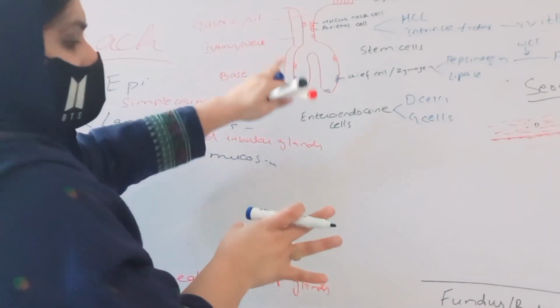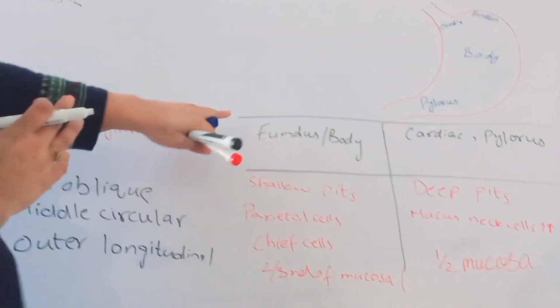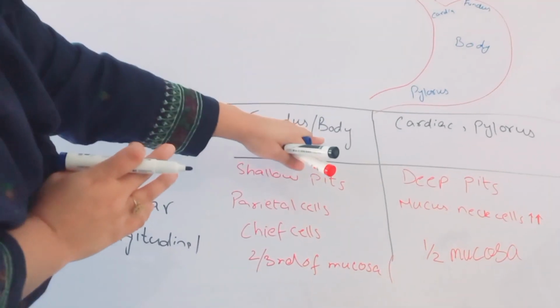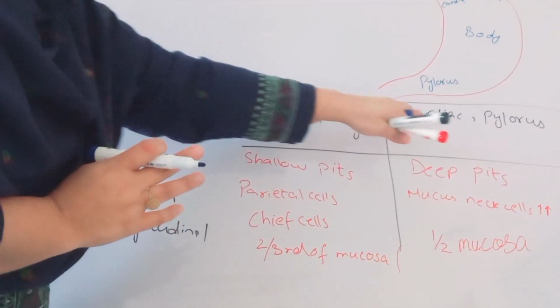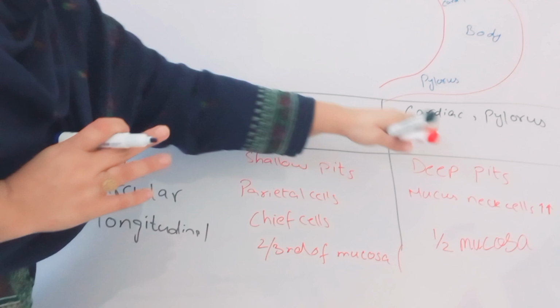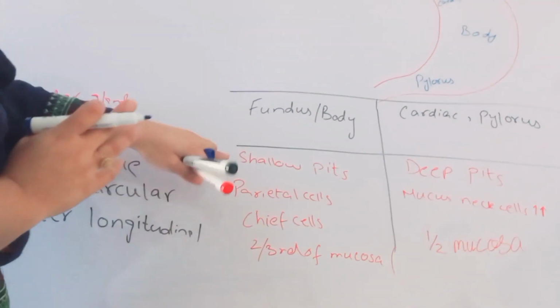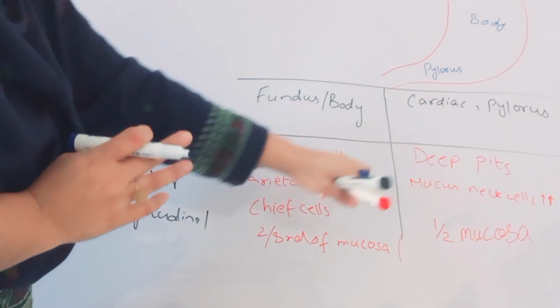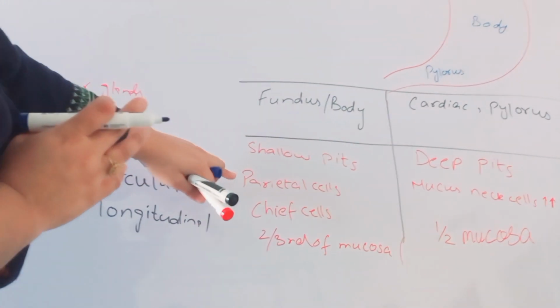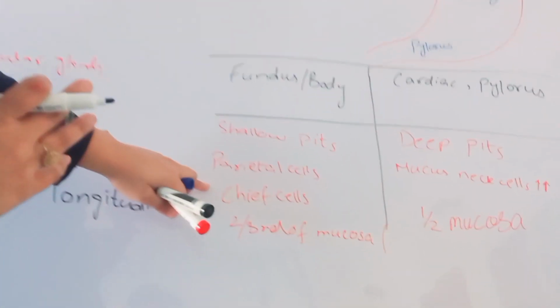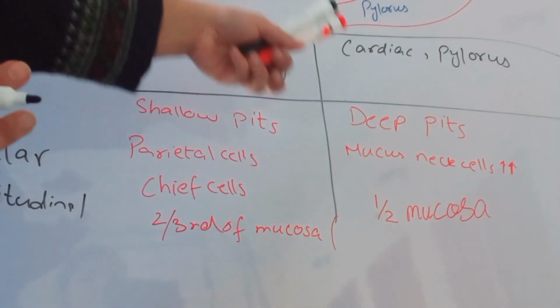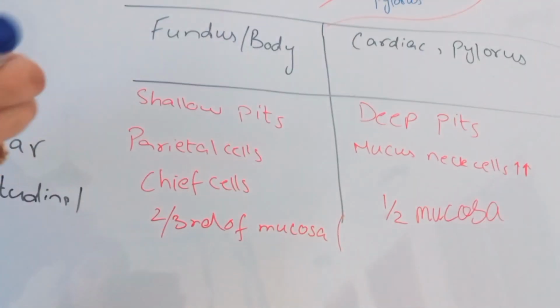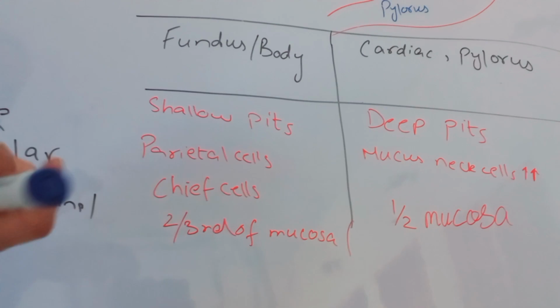If I told you about the differences between the mucosa of the different parts, you should know that the fundus and the body have almost the same features, and the cardiac region and the pylorus have the same features. The fundus and the body have shallow pits, while the cardiac and the pylorus region have deep gastric pits. The fundus and the body have mainly parietal cells and chief cells, while the cardiac or pylorus region mainly have mucus cells, with increased secretion of mucus.